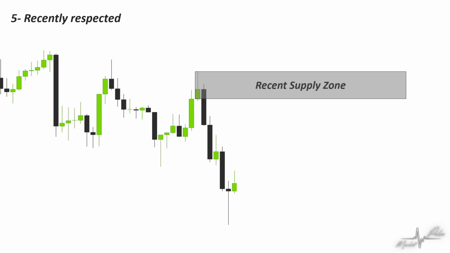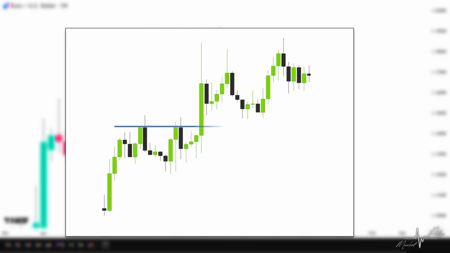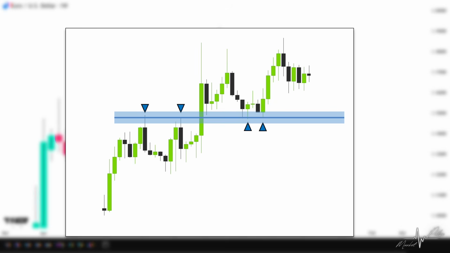Now that you understand what makes a market structure level strong, let's go back to the weekly chart and mark those levels. Here, we're looking at euro-dollar on the weekly time frame. We don't want to overload the chart with too many lines, so we'll only mark levels that are close to the current price. When drawing these levels, aim to capture the highest number of touches. Whether you use candle bodies or wicks doesn't really matter. For example, if I draw the level here, I only capture 2 touches. But if I adjust it slightly, I can include all the key reactions. Also, remember, these are zones, not exact lines.